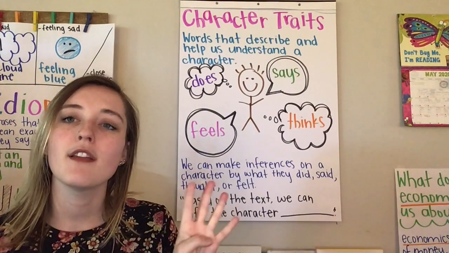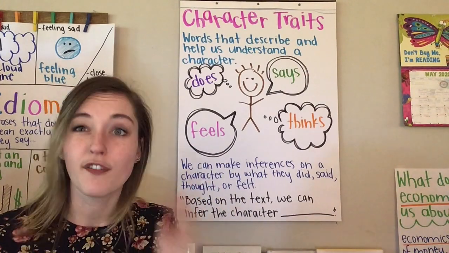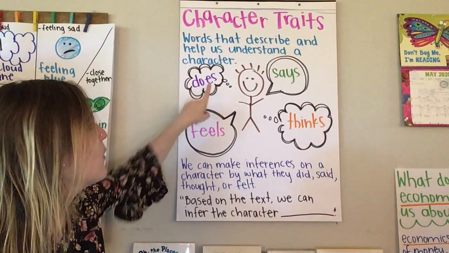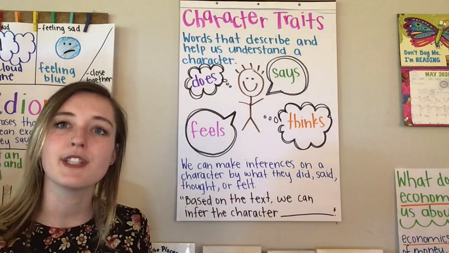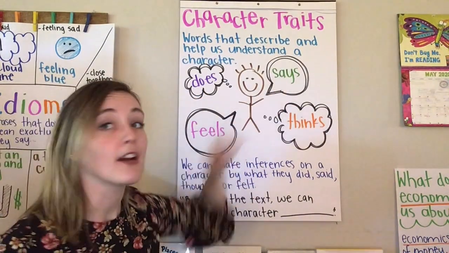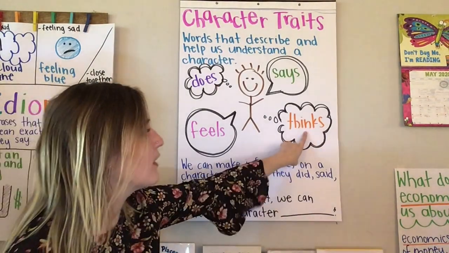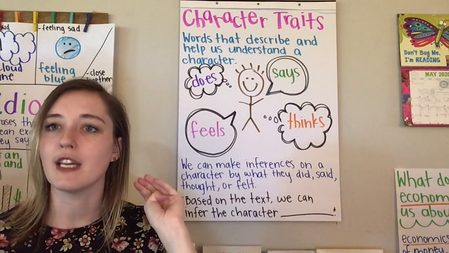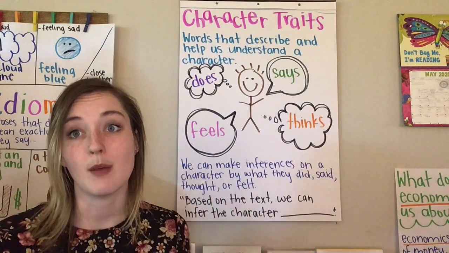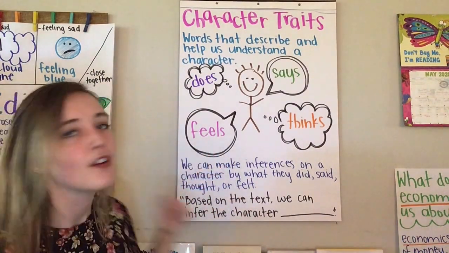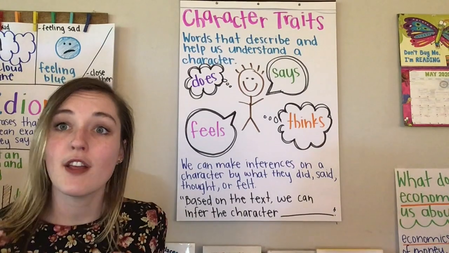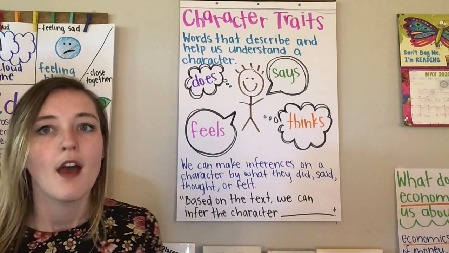So we look at four main things to look for character traits. We look at what a character does, the actions that they do, the things that characters say, what comes out of their mouth, and then things that a character thinks about, so if we can get their point of view and understand what they're thinking, and then also their feelings in the story. How do they feel about certain events that are happening?